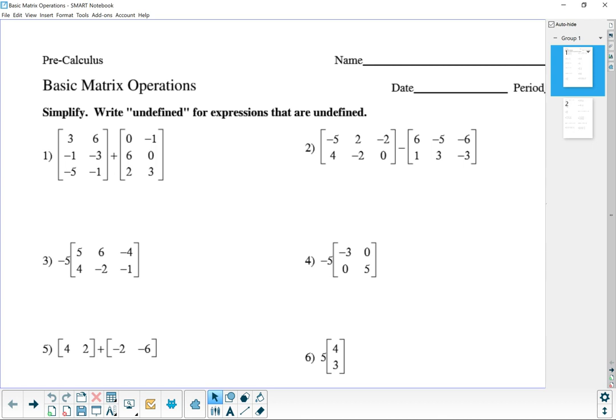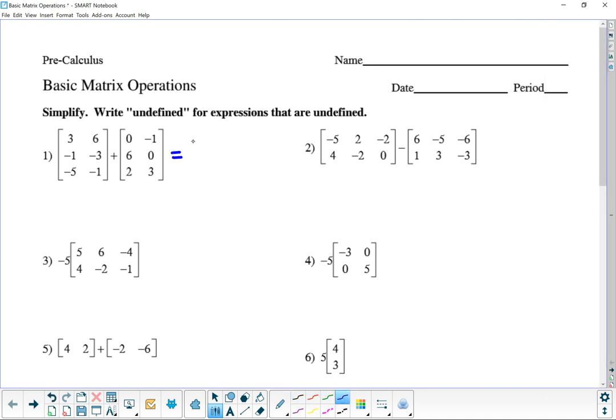All right, let's go ahead and do this. Let's see. First one, we're just adding it. So go ahead and add the matrix. This is a 3 by 2, and this is a 3 by 2. So when we're done, we will get a 3 by 2. 3 by 2 looks just like the others. And all you're doing is just adding the terms that are in the same place. So 3 plus 0 makes 3. That's all you're really doing.